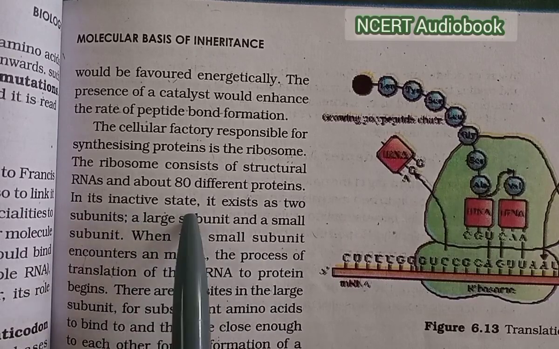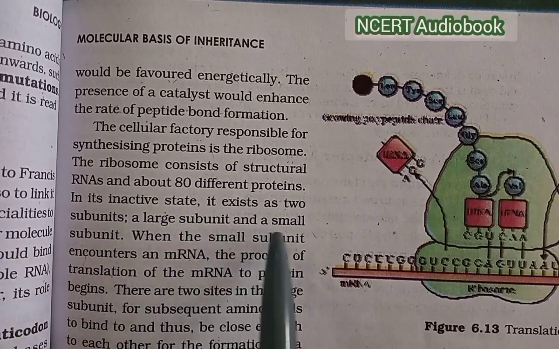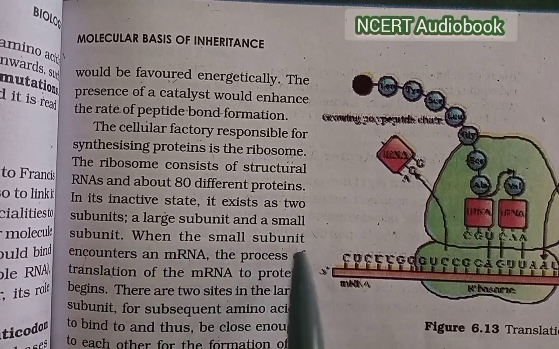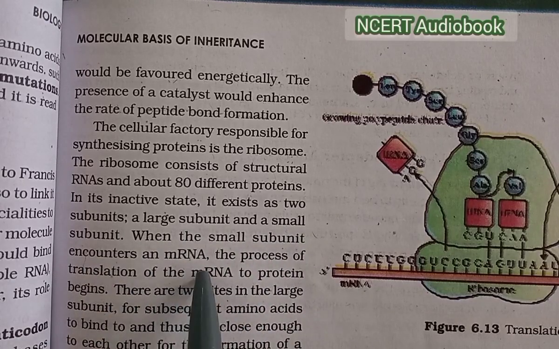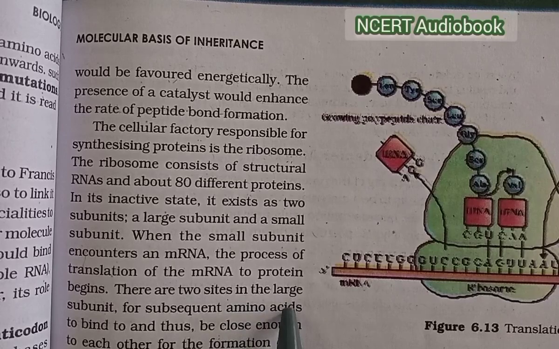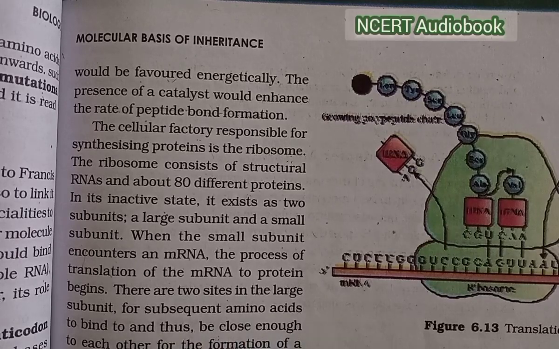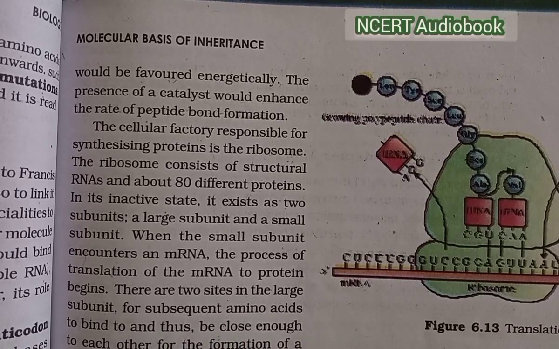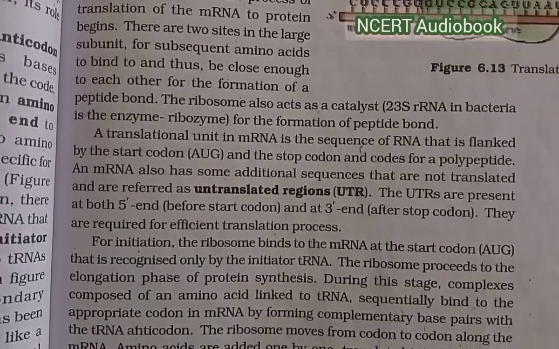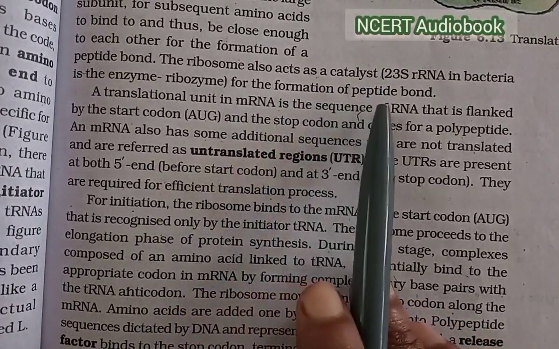In its inactive state, it exists as two subunits, a large subunit and a small subunit. When the small subunit encounters an mRNA, the process of translation of the mRNA to protein begins. There are two sites in the large subunit for subsequent amino acids to bind to, thus being close enough to each other for the formation of a peptide bond. The ribosome also acts as a catalyst for the formation of the peptide bond.